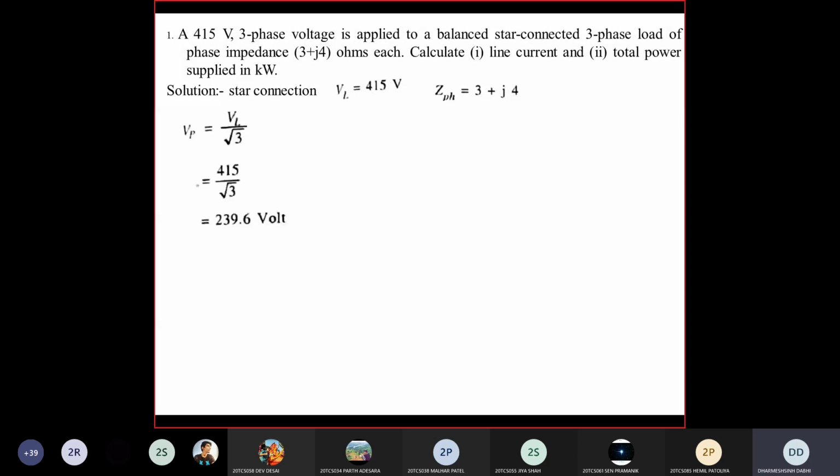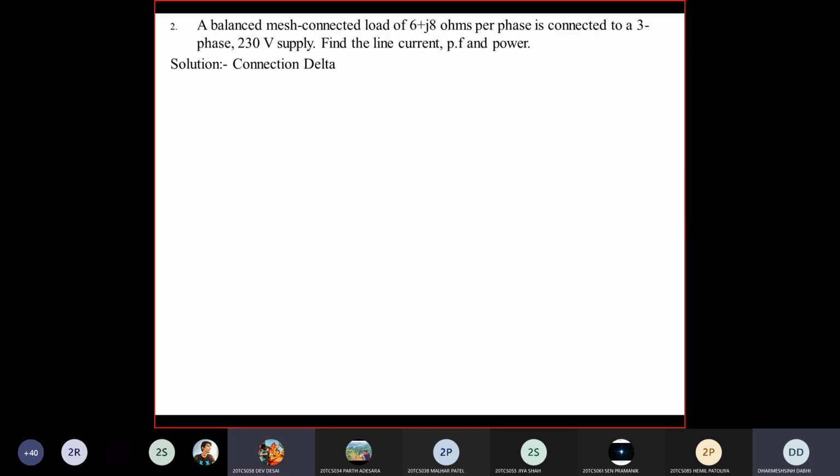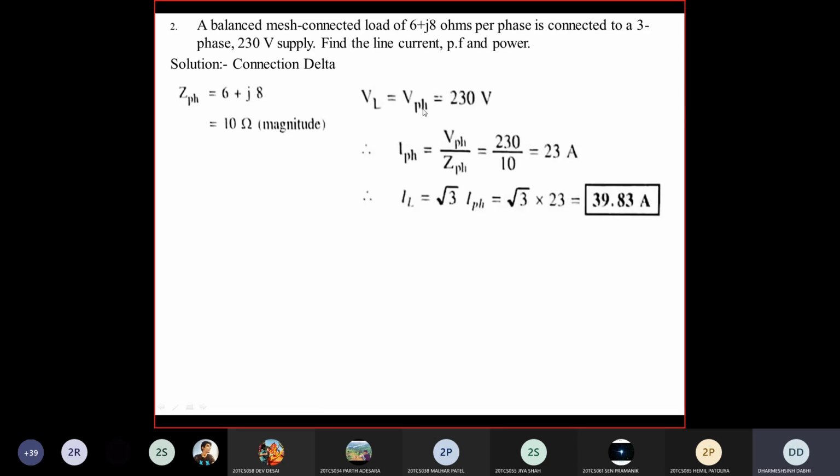So what is the value of line current? It is root 3 times phase current. Phase current is not given, so you calculate. Avashan, give me the answer. Line current is 39.83 ampere. Yes, very good. All of you first find out Zph. It is the square root of 6 square plus 8 square. You get 10 ohm. Line voltage is equal to phase voltage.